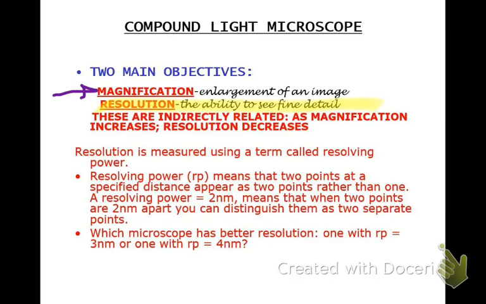This would be if a picture or an image is blurry or not blurry. So resolution is like the opposite of blurry, so it's sharp. The resolution is the ability to see fine detail. These are inversely related. As magnification goes up, resolution goes down. If you zoom in on a wallet photo and make it a 16 by 20, it's going to be blurry because as you zoom in, resolution decreases.